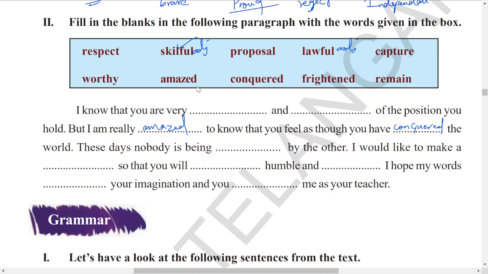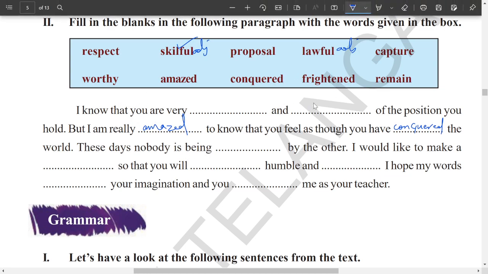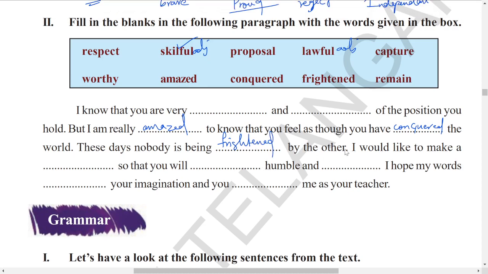That means when somebody, though they are not successful, they feel like they conquered the world. Next, these days nobody is being dash. Worthy, proposal, captured, lawful. Which one can we use? Nobody is being frightened by others can be used. Okay, nobody is so afraid of other people. That is the meaning.